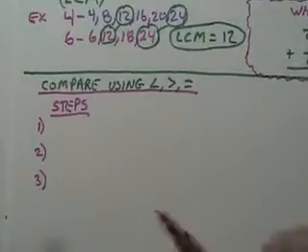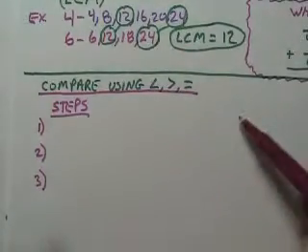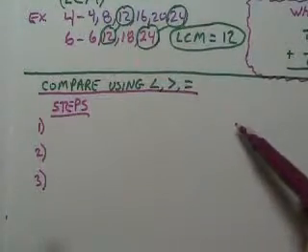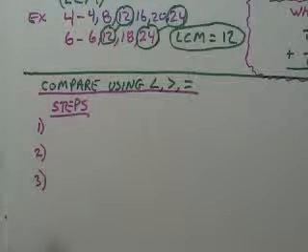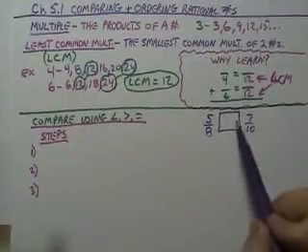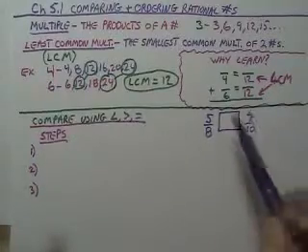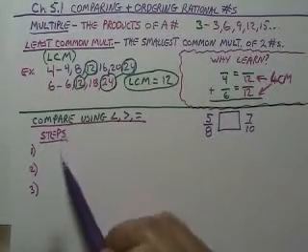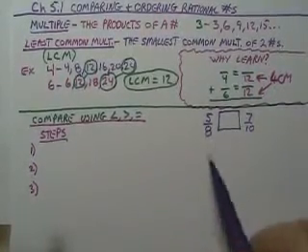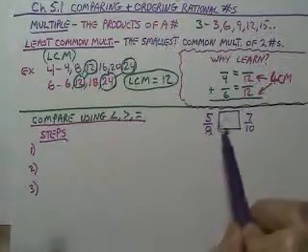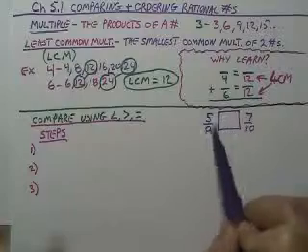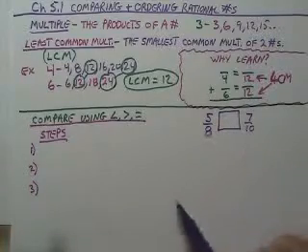So what we're going to do is write steps over on this side, and over on the right side, we're going to put the problem. So over here, I'm going to put down the problem, and over here on the left side, I'm going to put down the steps to find the answer to the problem. Remember, we're comparing to see if 5/8 is less than, greater than, or equal to 7/10.